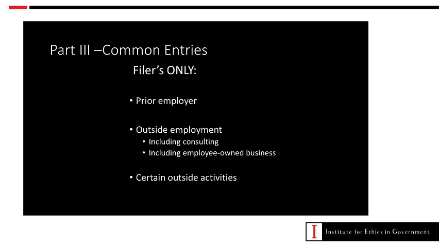And in Part 3, we're looking for outside employment type relationships. So the things that we're likely to see, this part only applies to the filer. We would expect to see on a new entrant maybe prior non-federal employment, outside employment including consulting or businesses that they own. So if they have an outside business or outside employment that's concurrent with federal service, we'd expect to see that here. And then certain kinds of outside activities. So let's see what we have.